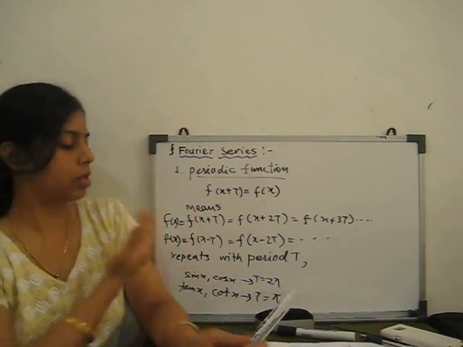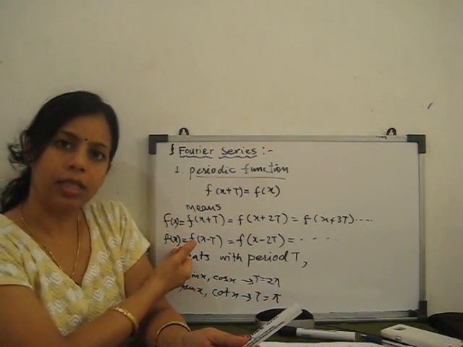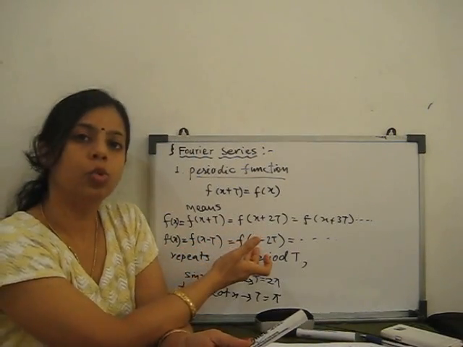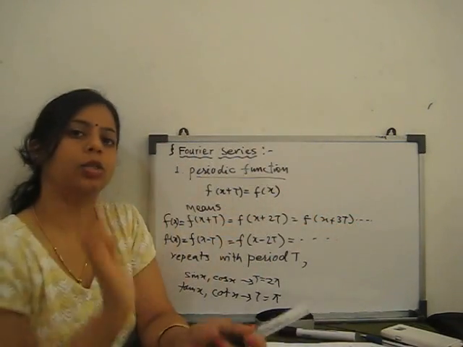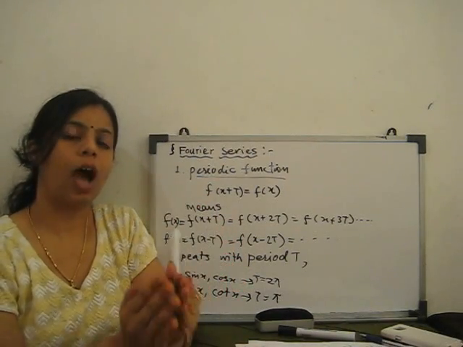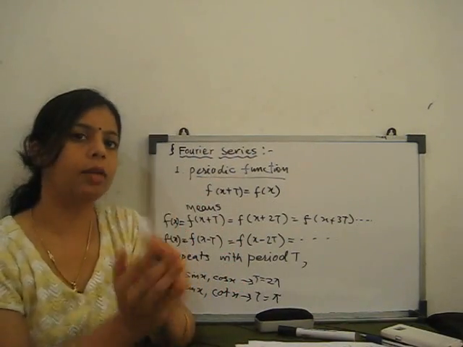Similarly, on the negative side, if it repeats in t time interval, then f(x) is equal to f(x - t), f(x - 2t), f(x - 3t) and so on. So a periodic function means it repeats after a particular time interval.